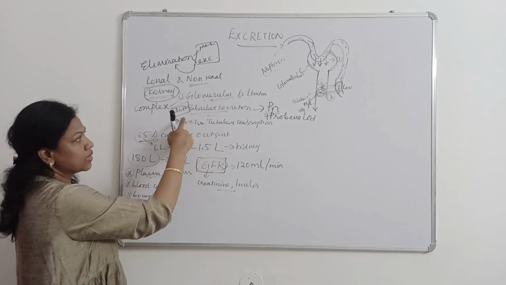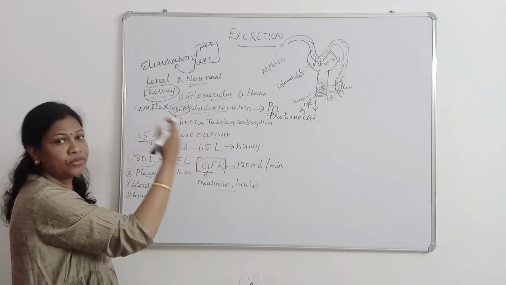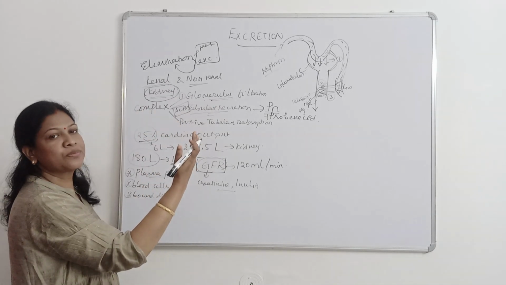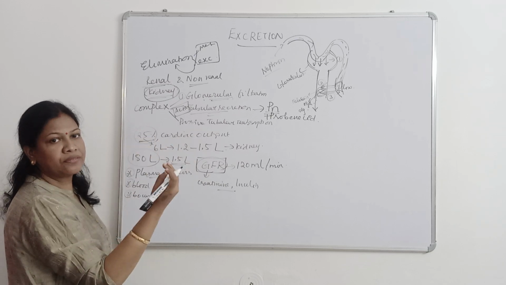So active tubular secretion means movement of drug from the blood vessels to the tubules against the concentration gradient, and it is independent of plasma protein binding. And the third point to remember is that it can be competitively inhibited.